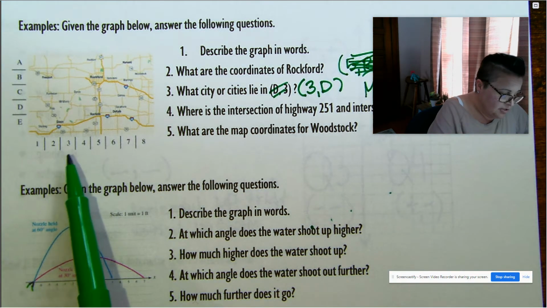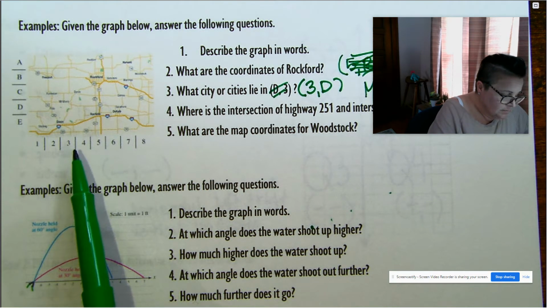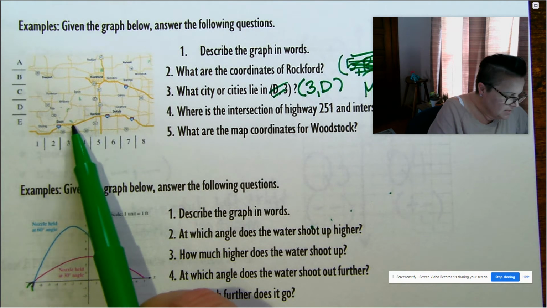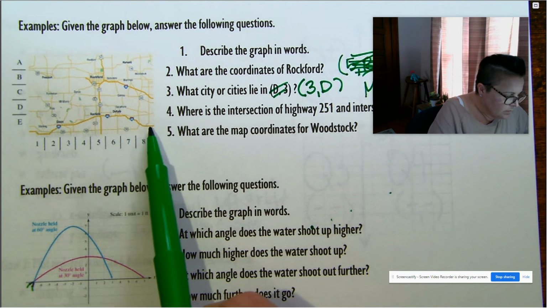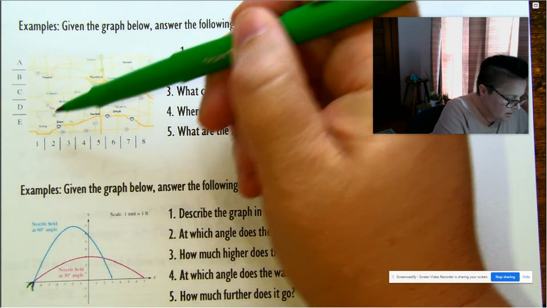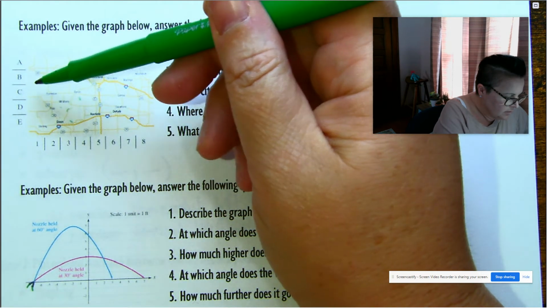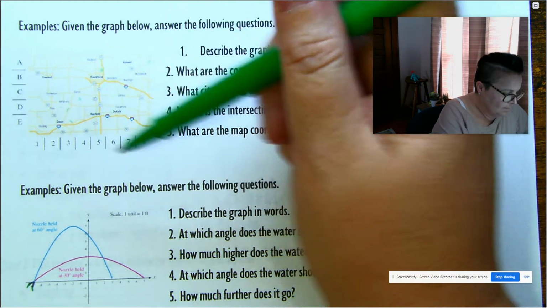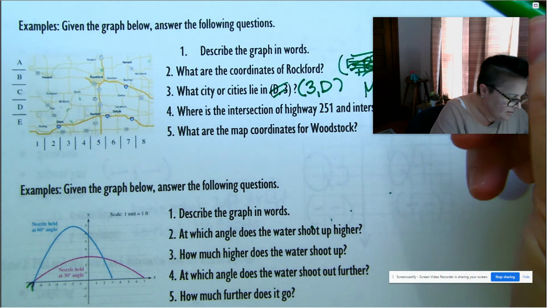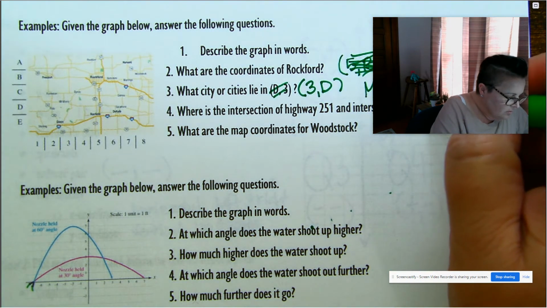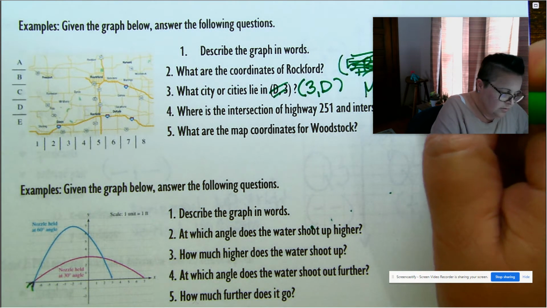Where is the intersection of Highway 251 and Interstate 88? Now, Interstate 88, I know, is this one going down the bottom. 251 is, where's 251? This one? So I think that's Devon. So I'm going to say 2E.